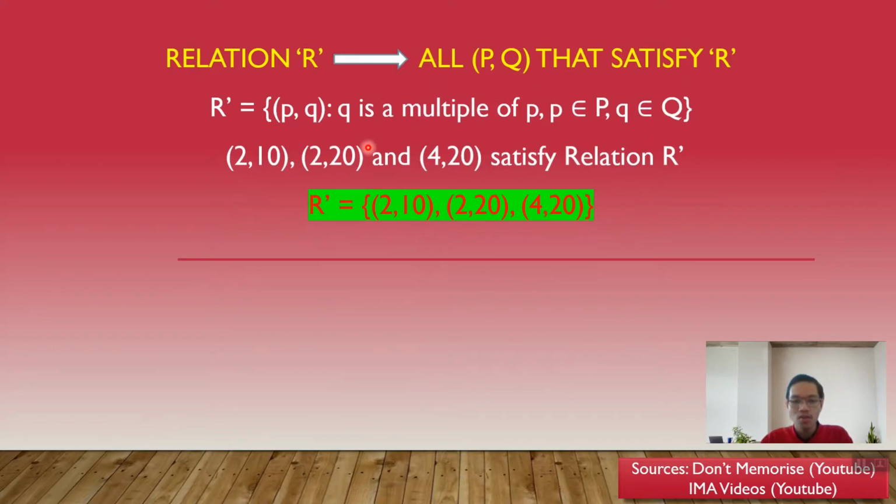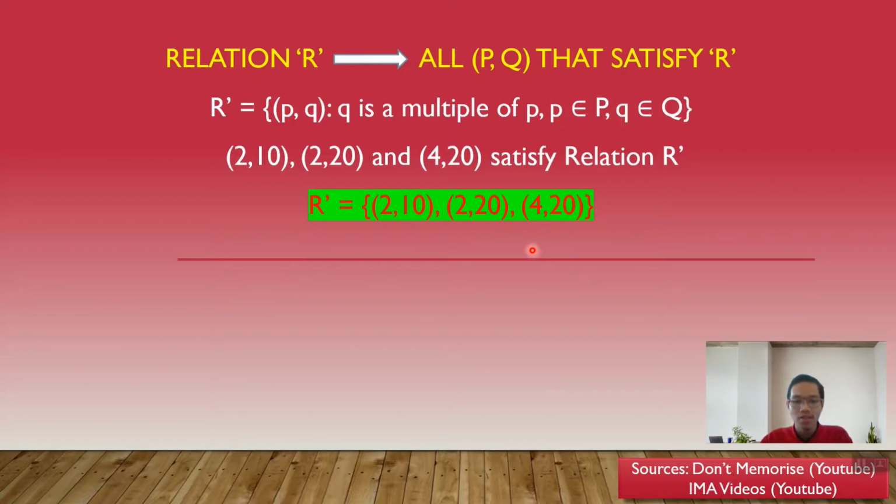As I said just now, relation is a set of ordered pairs that satisfy a relationship. Now, we denote R prime as "a multiple of". So here, the relation of these two sets is: q is a multiple of p, where p belongs to set P and q belongs to set Q.